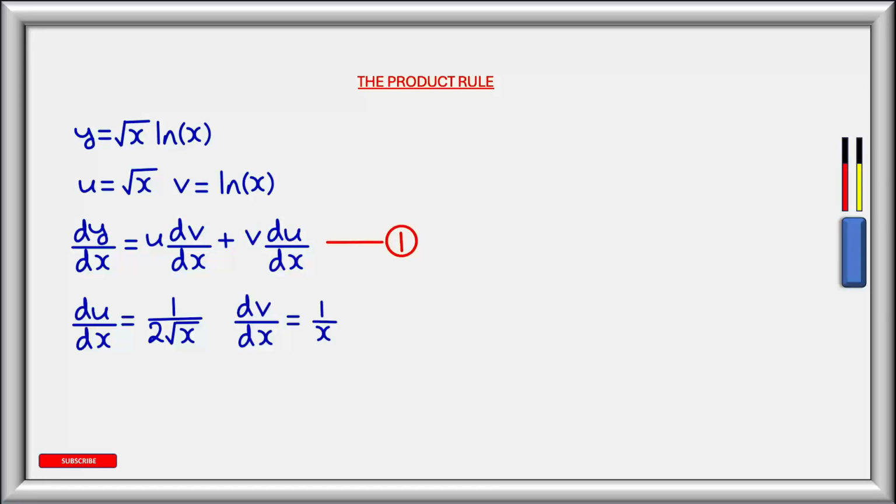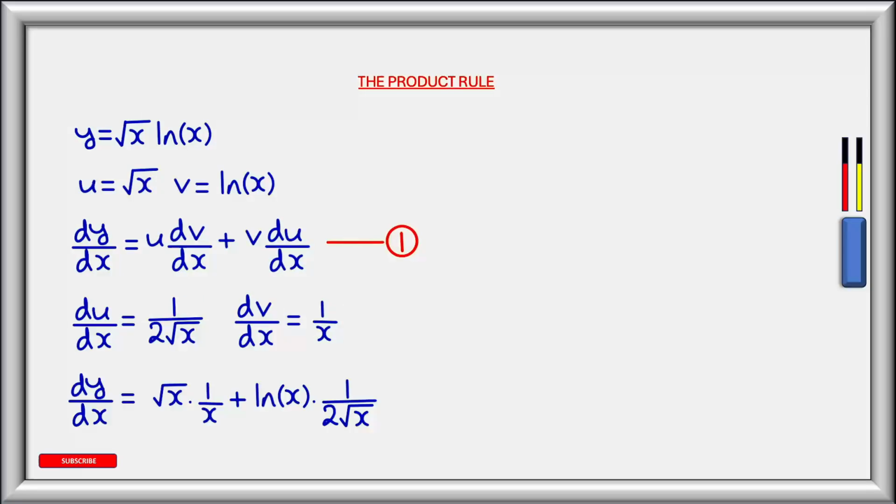So to evaluate the derivative of u with respect to x, where u is equal to the square root of x, which is the same as x to the power of a half, we can use the power rule. And this will give us 1 divided by 2 multiplied by the square root of x. And to evaluate the derivative of v with respect to x, where v equals the natural log of x, this evaluates to 1 divided by x.